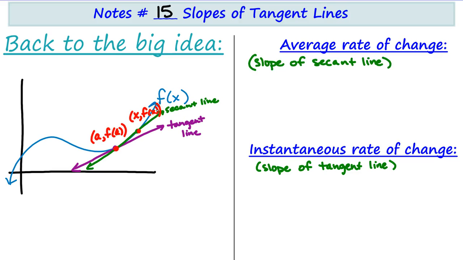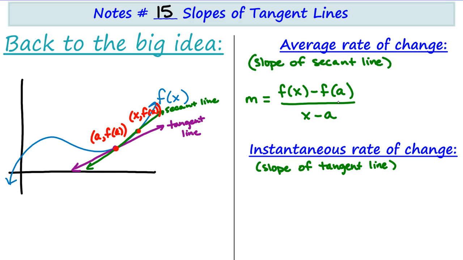So if you want the slope of the secant line, all you do is find the change in y coordinates, which would be f of x minus f of a, over the change in x coordinates, which would be x minus a. All right, just a simple slope, y2 minus y1 over x2 minus x1.